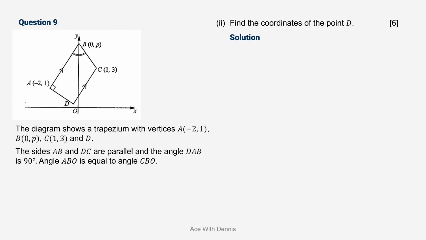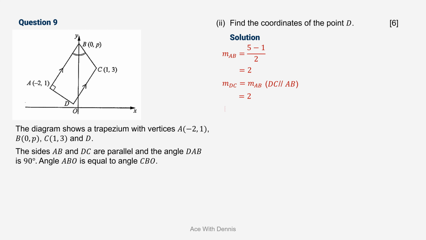So firstly, from part 1, we know the gradient of AB and substitute the value of P into gradient of AB. We get 5 minus 1 over 2. And the value will be 2. The gradient of DC will equals to the gradient of AB because DC is parallel with AB. Hence, it will be equals to 2 as well.